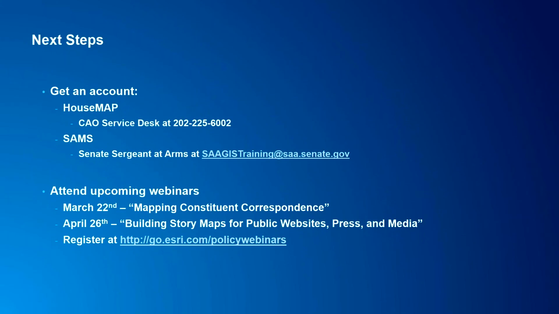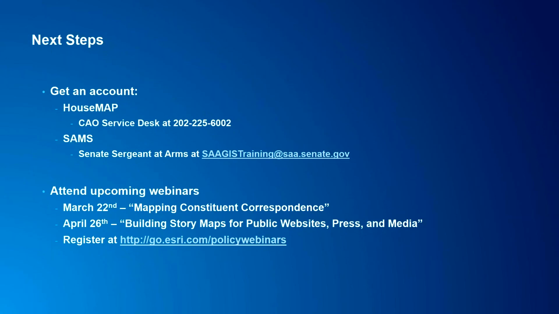So the next steps, if you're interested in what you saw here today, if you're with the House of Representatives, you can reach out to the CAO service desk at the number there. They can get you a login to House Map, and you'll be ready to go to start creating these types of maps. Same thing on the Senate side. If you email the Senate Sergeant at Arms at that address, they can get you a login to the SAMS account.